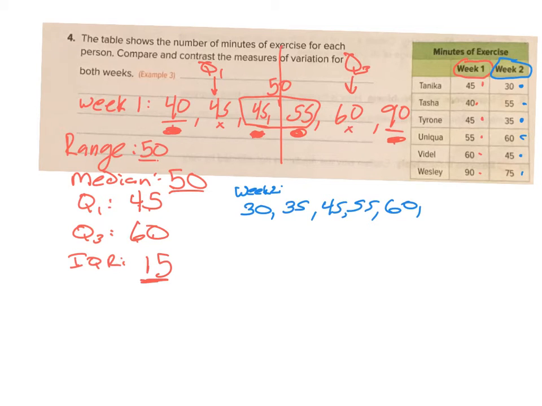Why did I write 17? 75. Okay. So with this one, we also want to find the range, median, Q1, Q3, and IQR. So we'll just put it next to the red ones. So let's find the range first. We take the 75 minus 30.